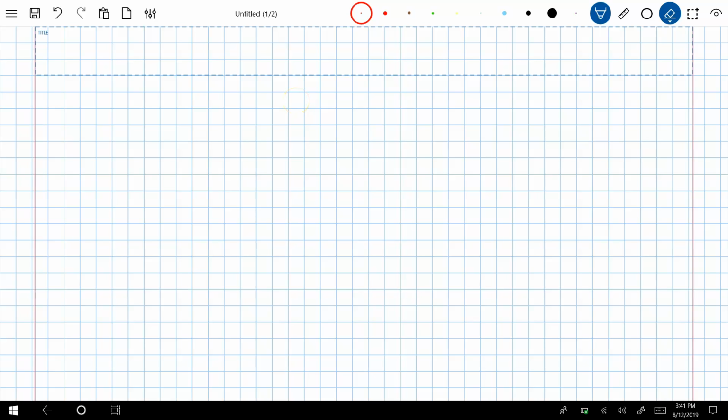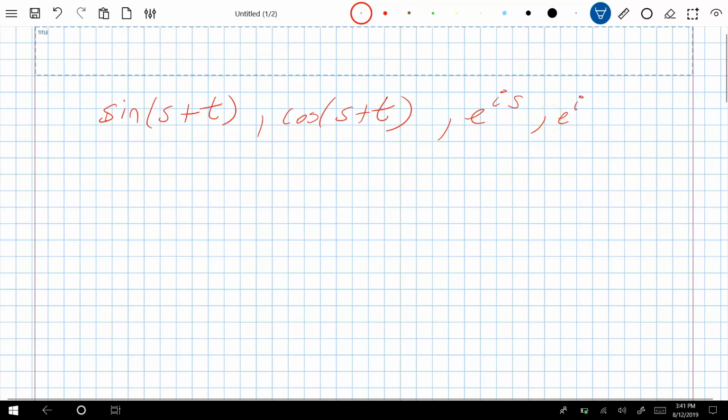Hi everybody, in this one let's take a look at deriving some identities, for example, expressions that look like sine of s plus t, or maybe something like, for example, cosine of s plus t. We're going to use complex exponentials because they make the process go very easily. So in other words, I'm going to use an expression that looks like e to the I s, or e to the I t.